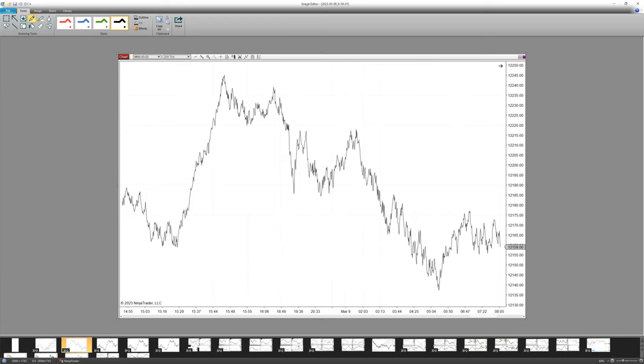And I have different timeframes and different markets on all of those charts. Some of them are candlestick charts, some of them are line charts, some of them are time frame charts like a 5 second, and others are tick charts like the 200 tick here.